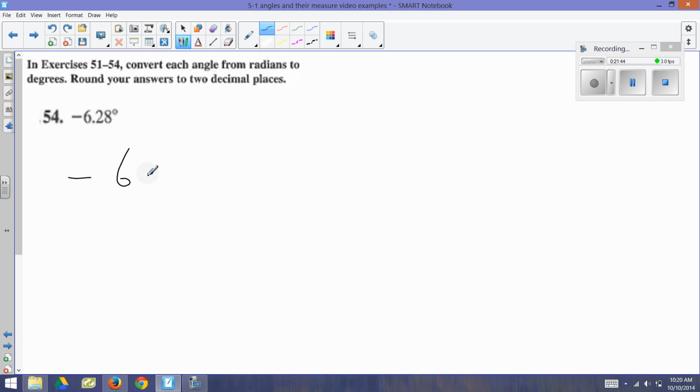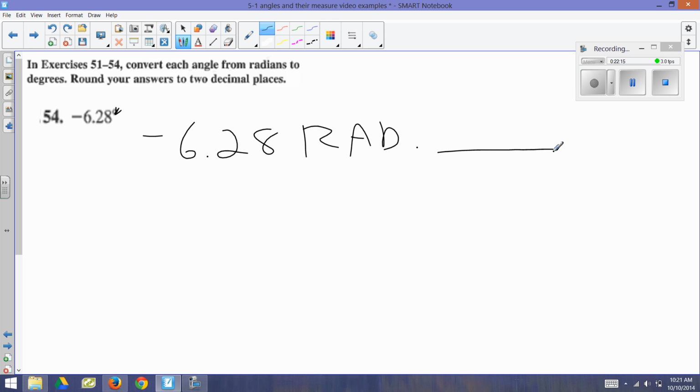54, negative 6.28. I'm sorry, it's not degrees. From radians to degrees. I saw the degree there. Must have been a typo in my book when I did the cut and paste. So we have negative 6.28, and this is radians, it's not degrees. So from radians to degrees, pi radians go on the bottom, 180 degrees will go on the top.